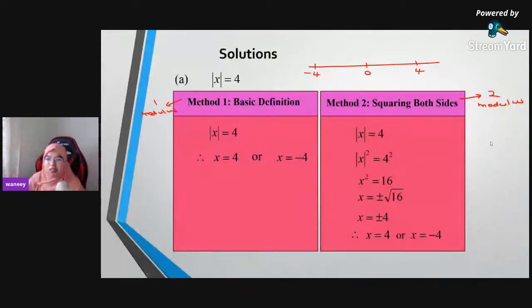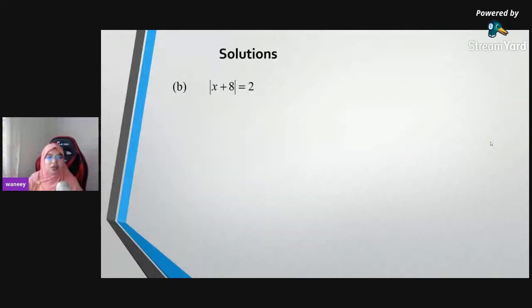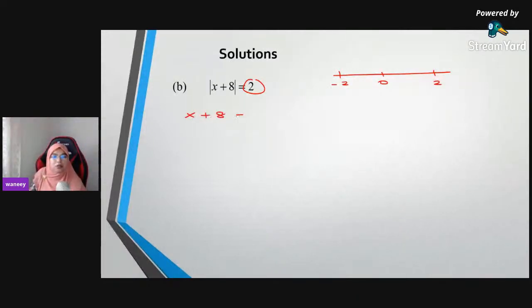Tak apa, nanti kalau tak faham lagi, tanya. Okay, so now absolute value of x plus 8 is equal to 2. Again, I only have one modulus, so I prefer to use the basic definition. Let us solve then. This is 0. On the right hand side, I have 2, so that means this is 2 units or negative 2. So we will have x plus 8 equal to negative 2, or x plus 8 equal to 2. Then solve to get x as your answer. So x is equal to negative 10, or x is equal to negative 6.